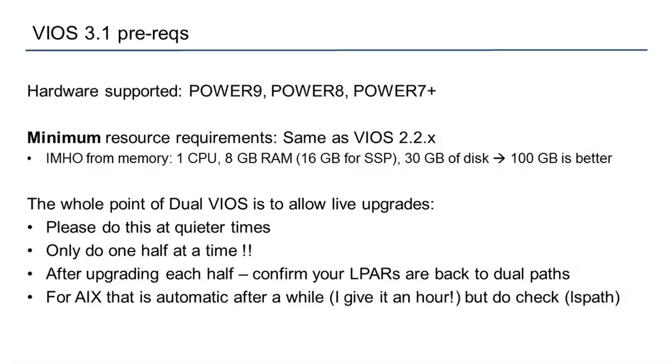The whole point of having dual VIOS servers, which are highly recommended, and just about everybody has done that, the whole idea of that is that you're allowed to do live updates and upgrades, do it at a quieter time, do one half at a time, make sure that the dual paths are working. On AIX, you run the lspath command and it tells you what's going on. And it's automatic after a little while. I'm not quite sure how fast it notices a path coming back up and putting it online. I always say it's best to go to lunch at that point.